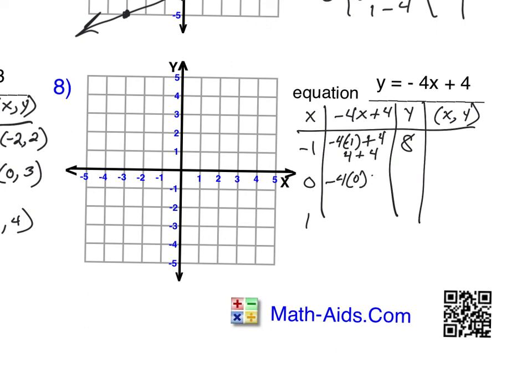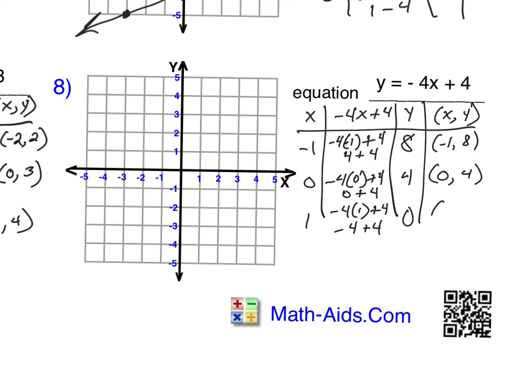-4 times 0 plus 4. That gives me 0 plus 4, which is 4. And -4 times 1 plus 4. And -4 times 1 is -4. Add 4, you get 0. Okay, so I got 2 points that can fit on this graph. I could have used 0, 1, and positive 2 for my x values. That still would have worked, but I only need 2 points. So the coordinates are as such.